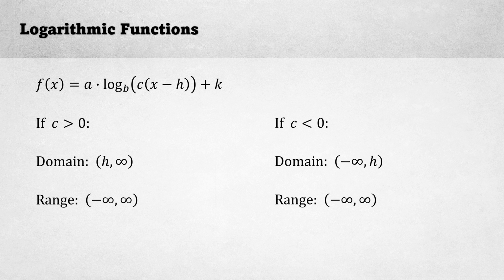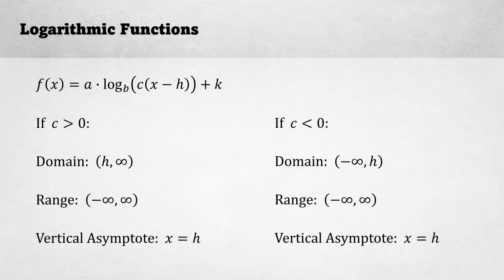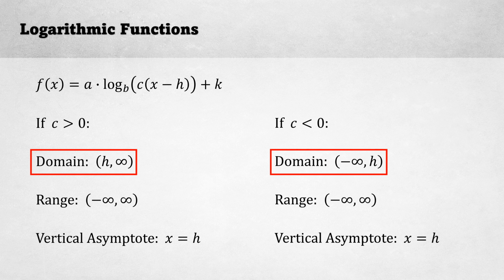The range of all logarithmic functions is all real numbers, and they have a vertical asymptote at x equals h. Note that in logarithmic functions, the domain would change based on the sign of c as the direction of the graph changes. Now that we have explored both exponential and logarithmic functions, let's look at some of their properties.